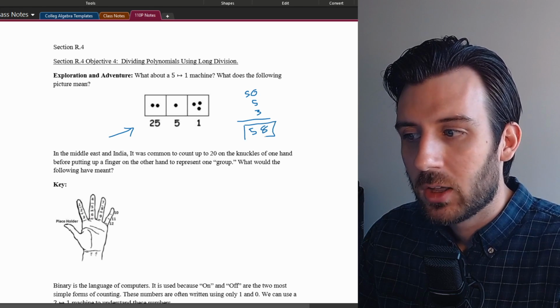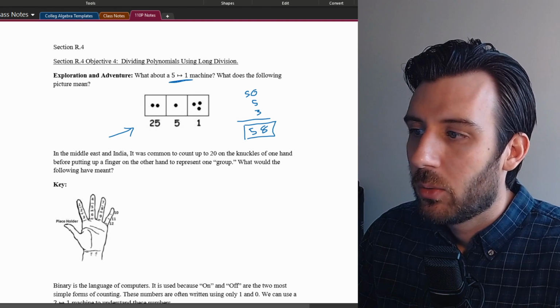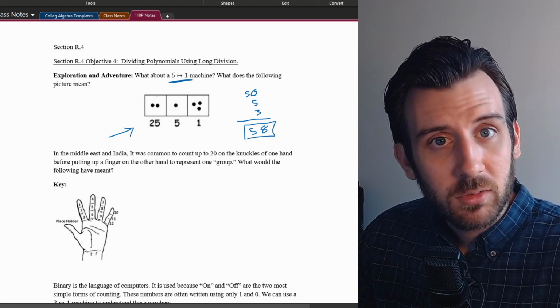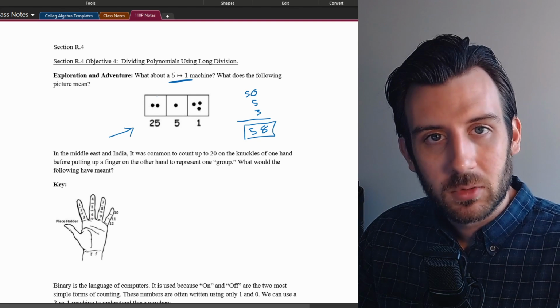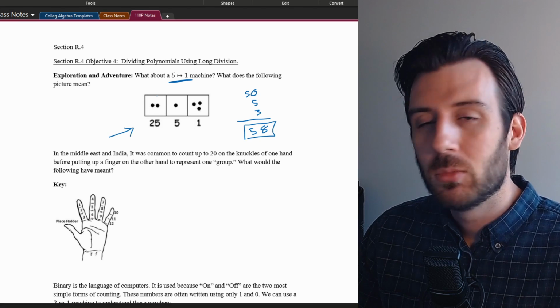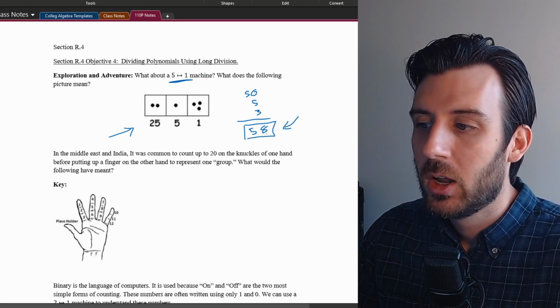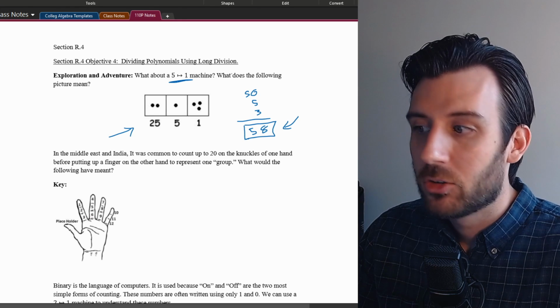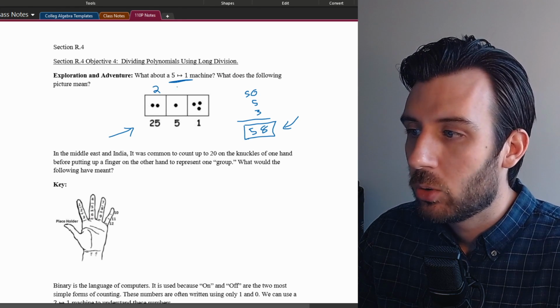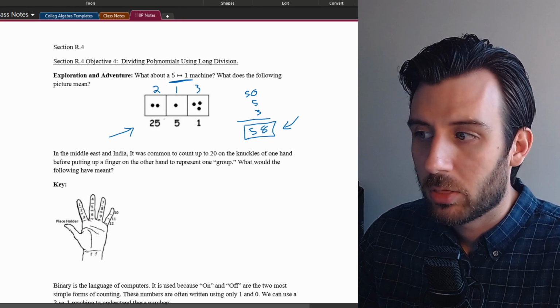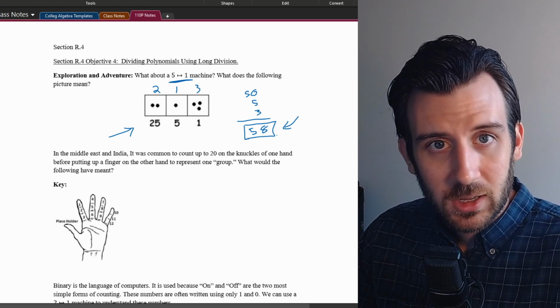It's just doing it in what we might call base 5. It's using groups of 5 to move throughout this machine. But in our traditional number system, we would say this is 58. So the machine reads this as 213. We read it as 58.